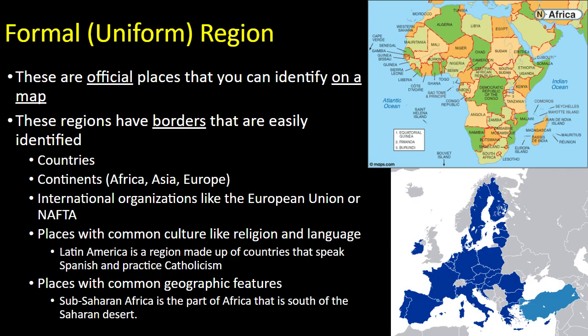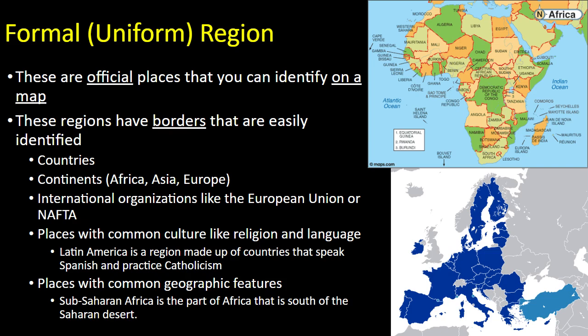Okay. So, getting into specific detail, we're going to talk about three types of regions. The first is your formal region, or on the AP exam, it could be known as the uniform region. I like formal better, but whatever. These are official places that we can identify on a map, and also things that are official that we all recognize. Okay, the United States. You can find it on a map. Everyone can recognize that the United States is a country. So this is a formal region. These have borders that are easily identified. So countries, continents, international organizations like the European Union, NAFTA.